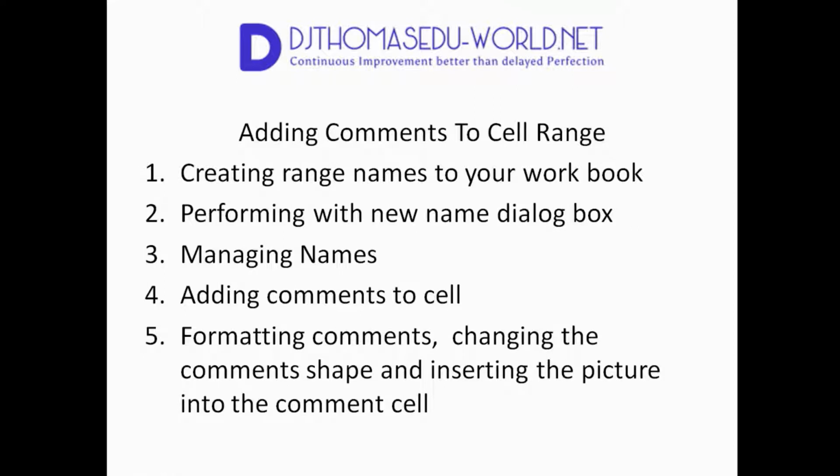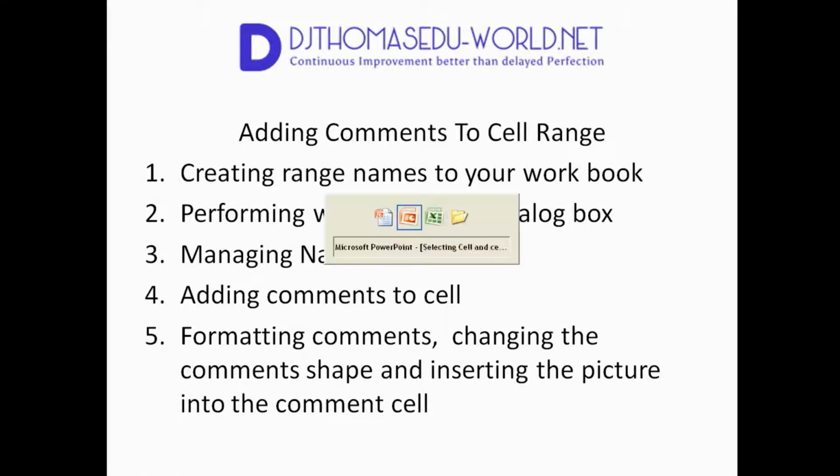Coming to adding comments to a cell range, we can do this by creating a range name in your workbook, using the new name dialog box, and managing names. Likewise, adding comments to a cell, formatting comments, changing the comment shape, and inserting a picture into the comment cell. Let's go with one: creating a range name in your workbook. How is it performed in Excel?